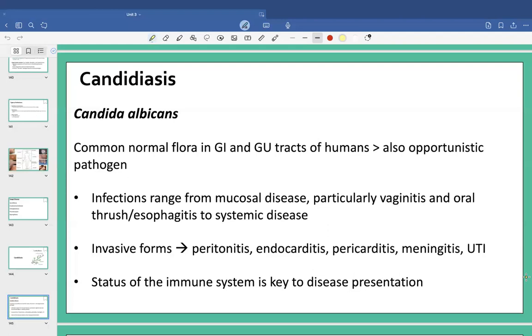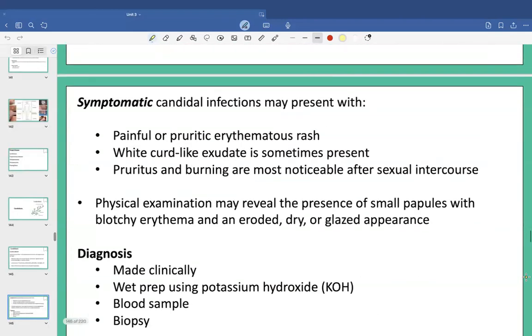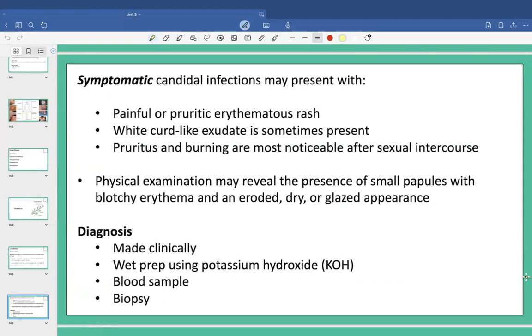So what are we going to see? This is in general for fungal infections for some patients. This is limited, not a full description, but you could have painful or pruritic erythematous rashes, that white curd-like exudate we see. Some patients will complain of burning and itching after sexual intercourse. The exam might show small papules with blotchy erythema or an eroded, dry, or glazed or shiny appearance.